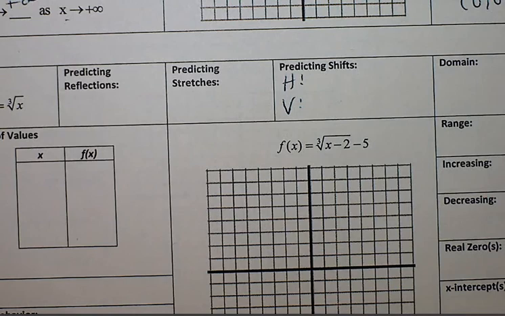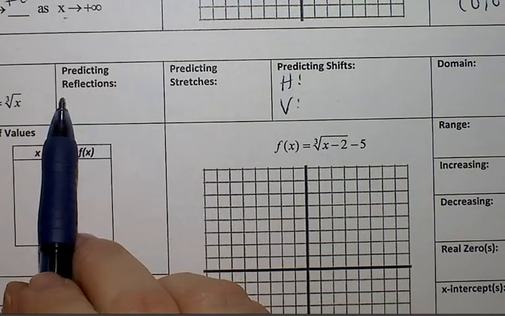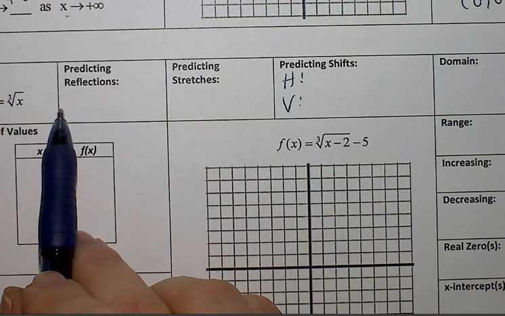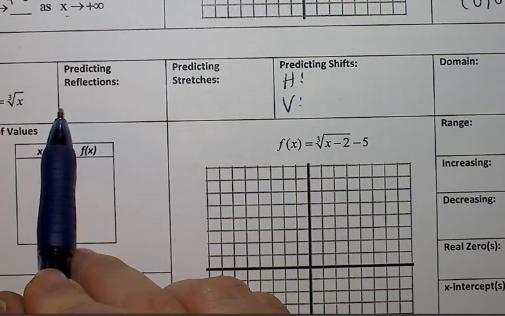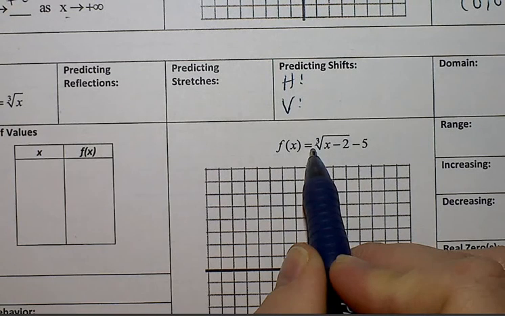Okay, I'm going to let you shout out for just the first couple, and then I'll call on people. Is there a reflection? No. Okay, tougher question. Kat, if there was a reflection, where would you find it? If there's a negative right here. Good. There's no reflection. Don't leave it blank.